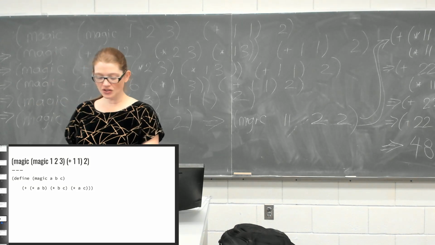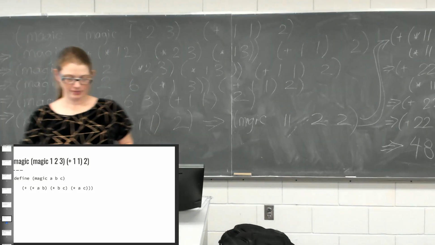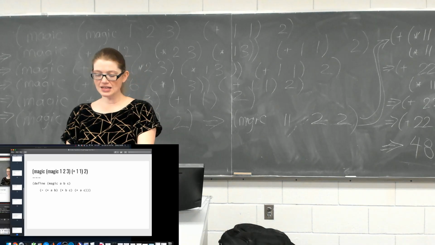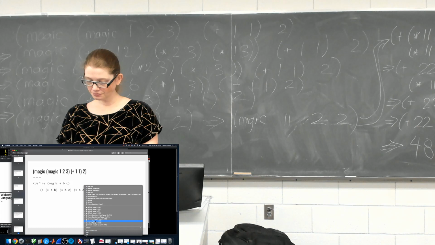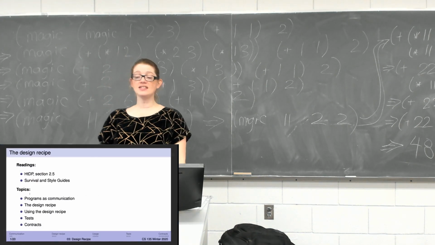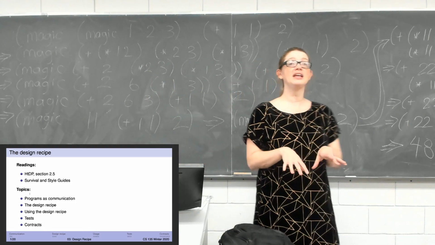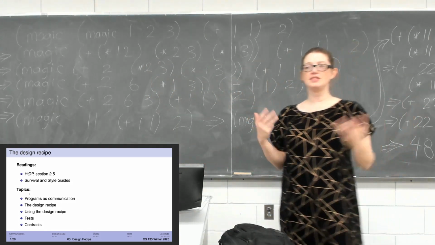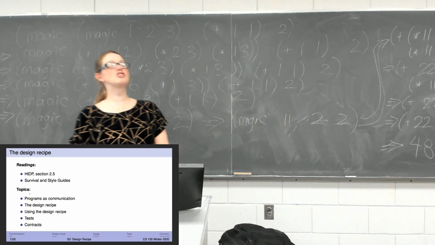All right, so let's turn this light off. What we're going to do now is start a new module, and that is module 3. If you're following along with the slides, these are posted on the course website. They are not available in print, so you're going to have to download them off the course website. And this module is called the design recipe.